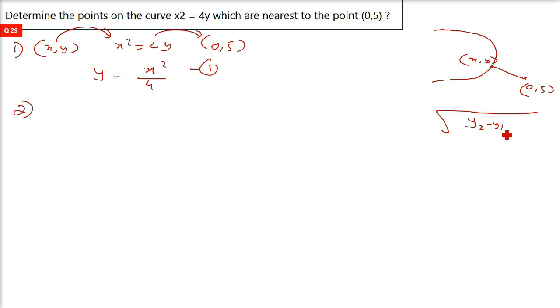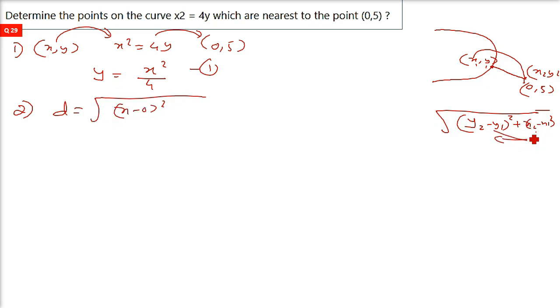So y2 minus y1 whole square plus x2 minus x1 whole square, if the 2 points are x1, y1 and x2, y2. So this is the equation of the distance. Distance is simply this one. You have to take the difference of the x and y coordinates, square them, add them and take the under root. Now you can swap them in whichever way you want, but we have found the distance as x minus 0 whole square plus y minus 5 whole square, add them and under root.